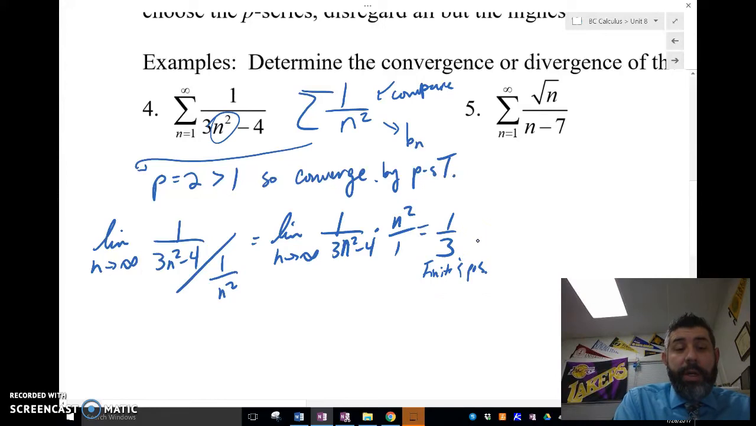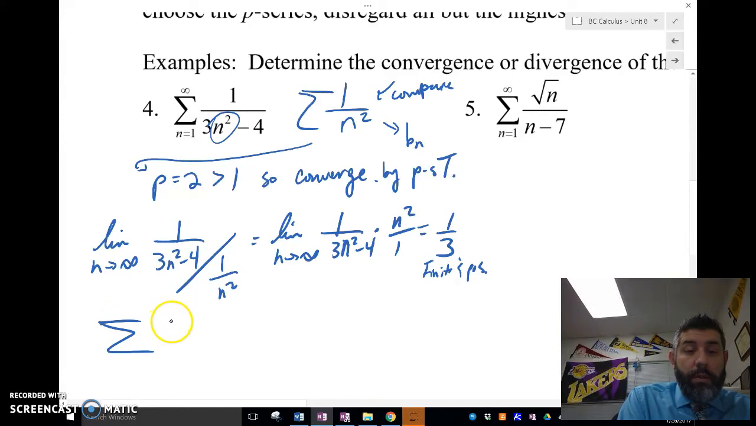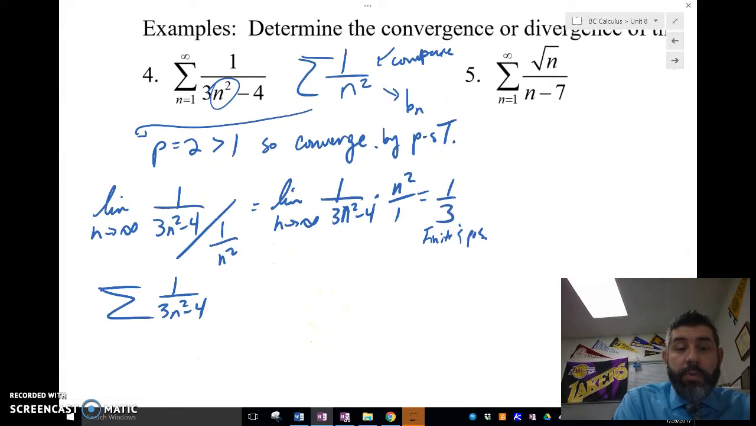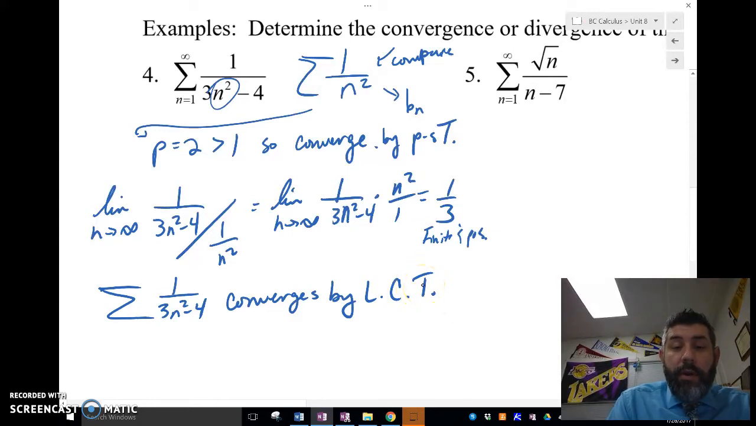So using my limit comparison test, the series 1 over 3n squared minus 4 converges by the limit comparison test. It converges because this one converged, and we used the limit comparison test to do that. Let's take a look at number 5.